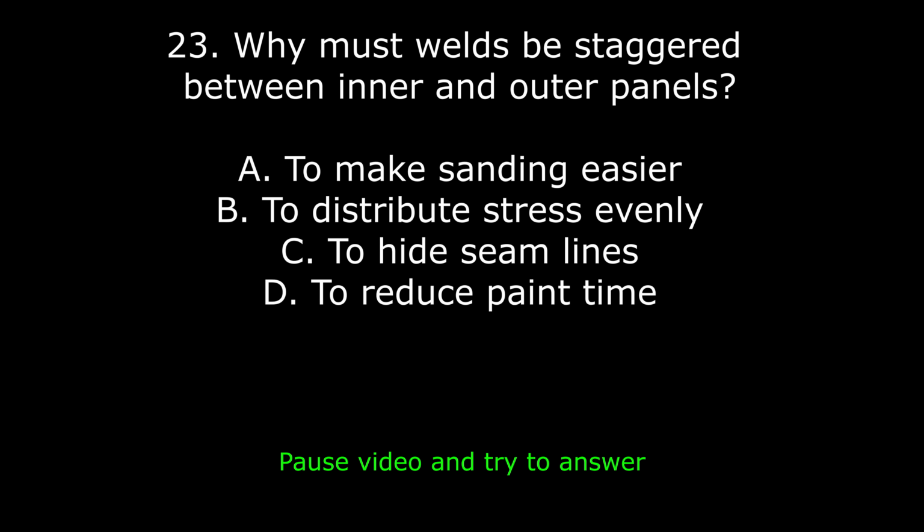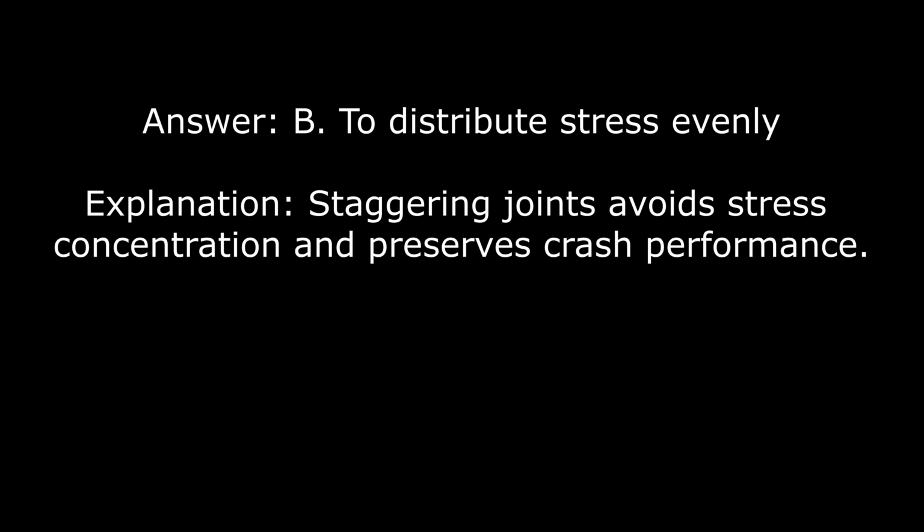23. Why must welds be staggered between inner and outer panels? A. To make sanding easier. B. To distribute stress evenly. C. To hide seam lines. D. To reduce paint time. The answer is B. To distribute stress evenly. Explanation: staggering joints avoids stress concentration and preserves crash performance.